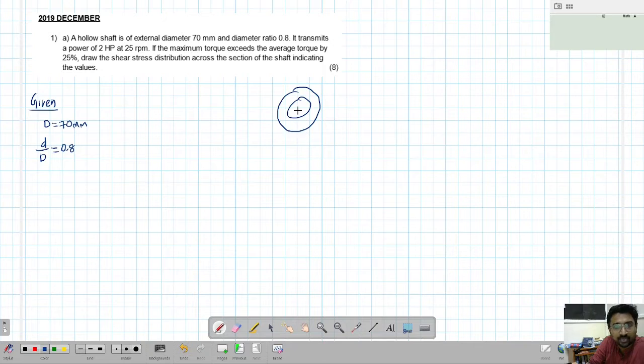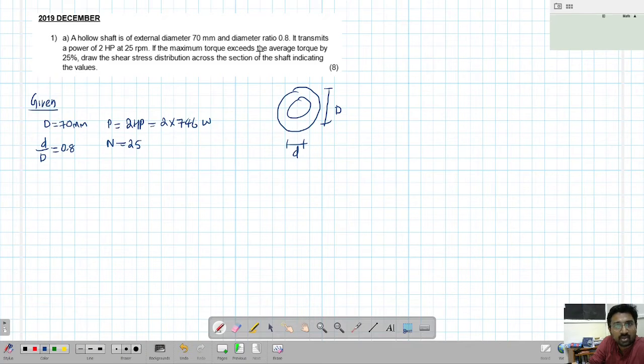Assume that this is the circle, so this is the hollow shaft. This is the external diameter and this is the internal diameter. Now the power transmitted is 2 HP. HP is horsepower, and 746 watts is 1 horsepower, so this is 2 into 746 watts. That's the power transmitted. RPM is given as 25.